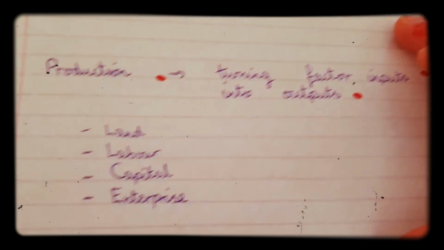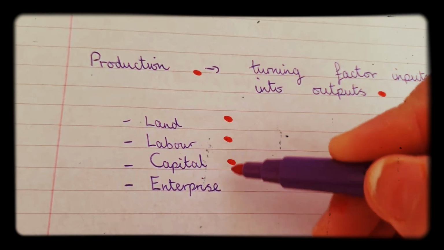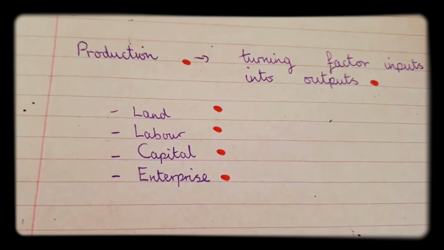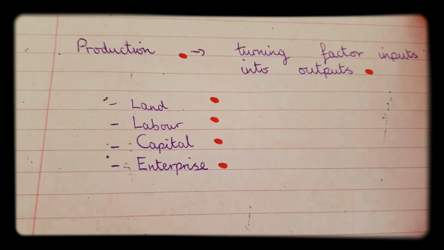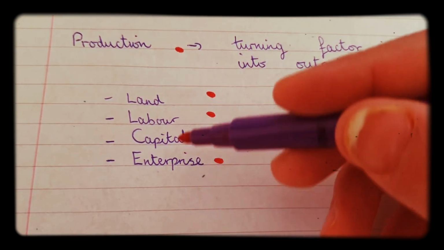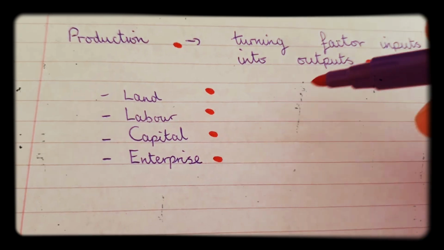So our factor inputs are land, labor, capital, and enterprise. Hopefully you know what these are already from one of your first lessons in economics. So we're turning these factors of production into output.